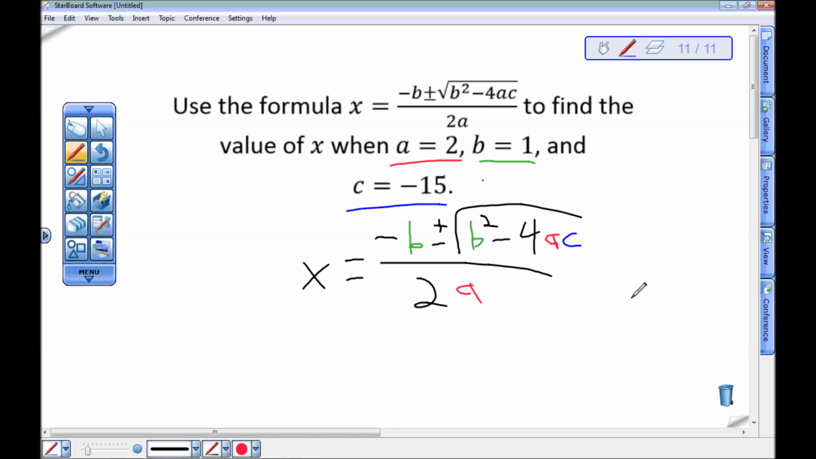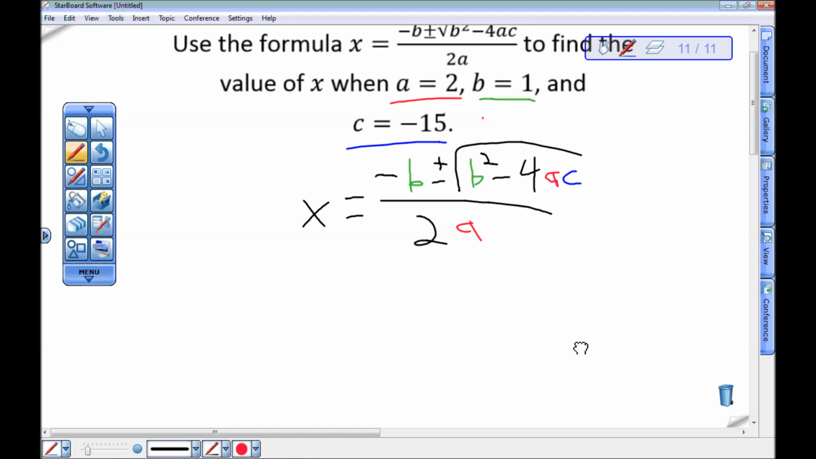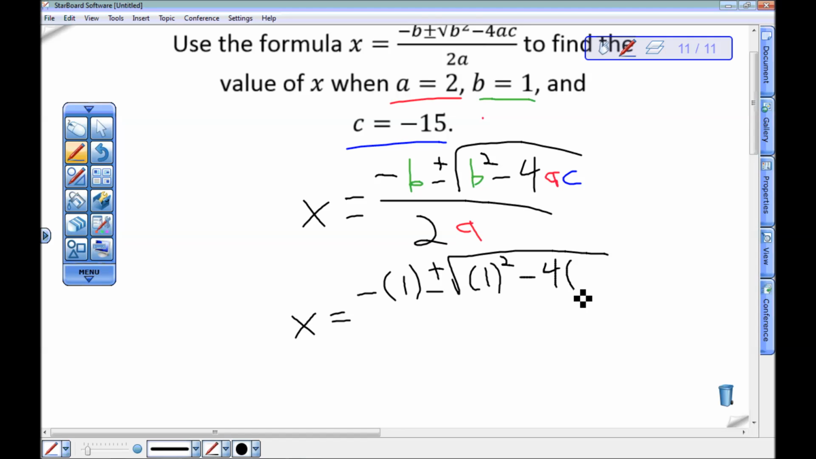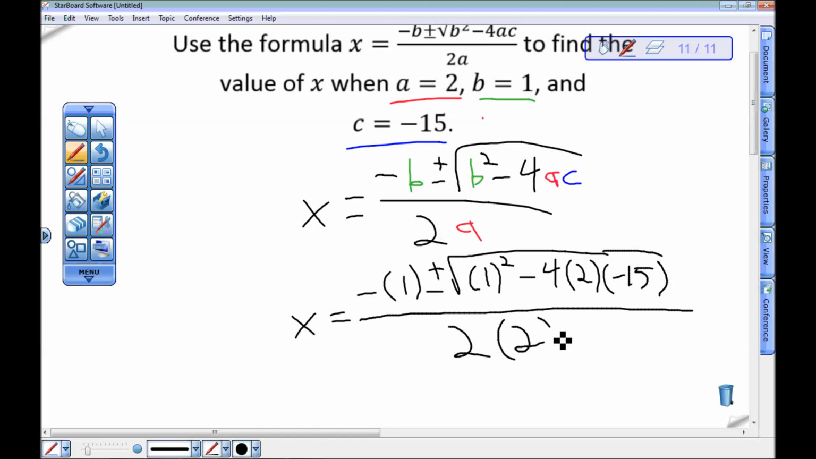Okay, there is where I want my variables to end up. So I've got two b's pretty close to each other in the top, and then a 4 times a and c, and then an a on the bottom. So let's see if we can substitute these in here correctly. So x is negative 1 plus or minus the square root of 1 squared minus 4 times a was 2, times c was negative 15, all over 2 times a was 2.